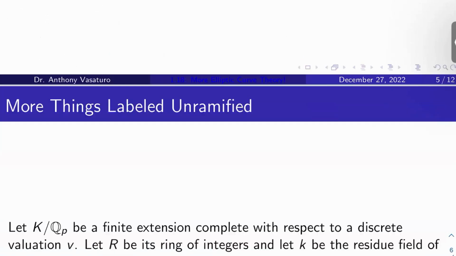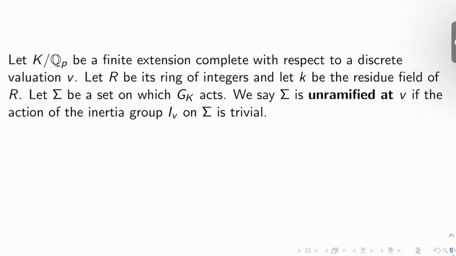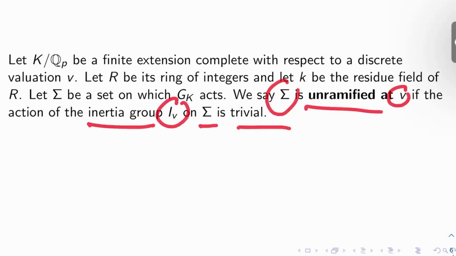Okay, so let K over Q_p be a finite extension which is complete with respect to some discrete valuation V. Let R be its ring of integers, and let lowercase k be the residue field of R, and let Sigma be a set on which the absolute Galois group of K, G_K, acts. We'll say Sigma is unramified at V if the action of the inertia group I_V on Sigma is trivial.